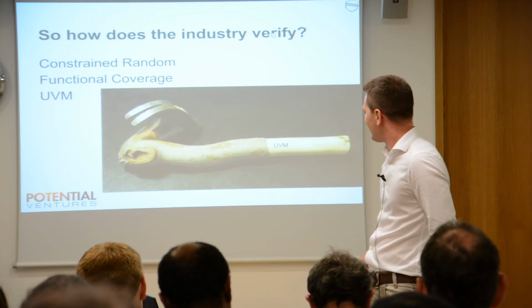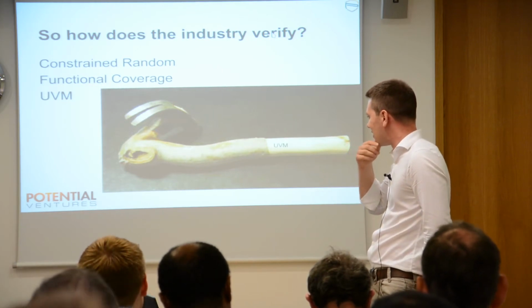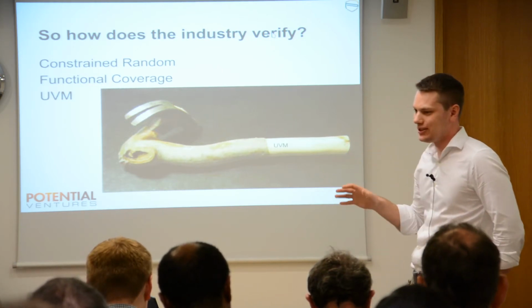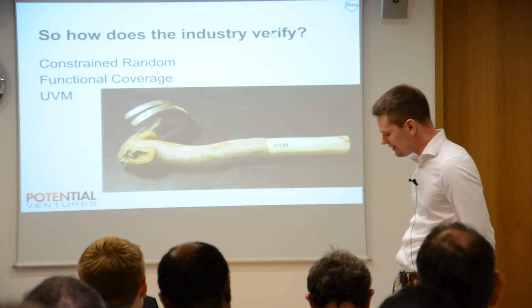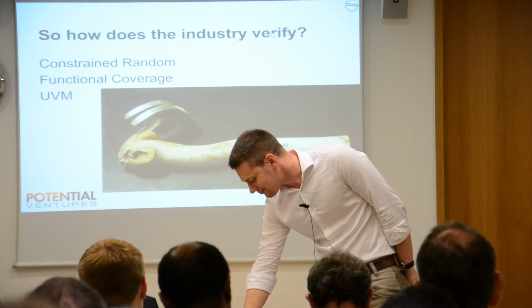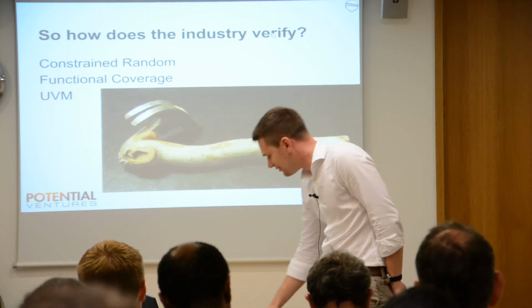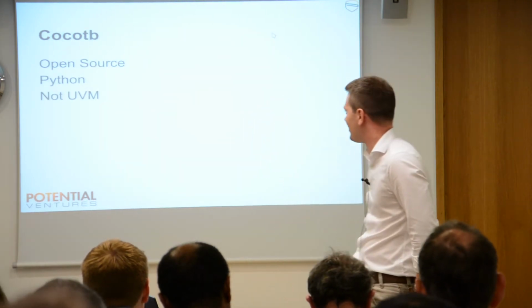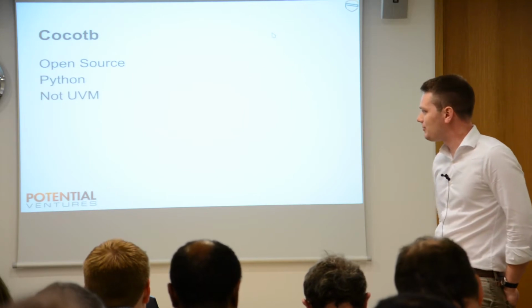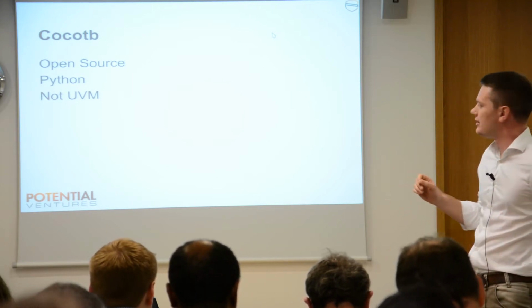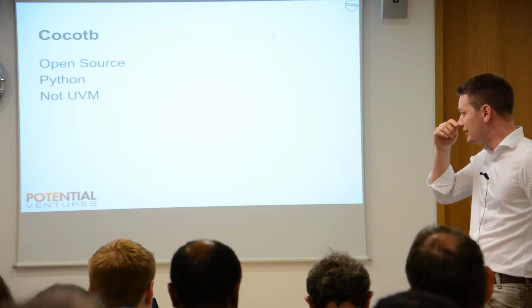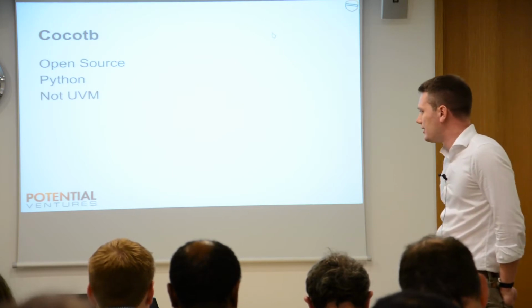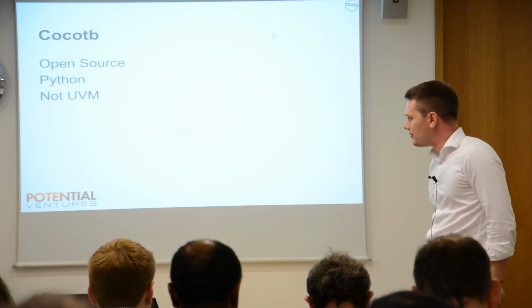This is inspired by the PHP double claw hammer. I think this is the UVM hammer. It's a tool, it works, but it's not very efficient. I'm going to move on and talk about Cocotb, an open source Python verification framework. It's been around for about a year now, but it's gradually getting traction. Most important point, it's not UVM.